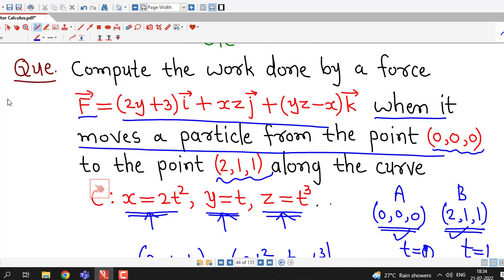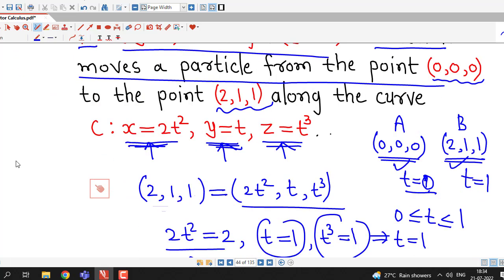So if your question is asked in this way, you have to decide the limits of t for this parametric representation, and for that we can compare this x, y, z, that is x equal to 2t square, y equal to t, z equal to t cube, with both the points.